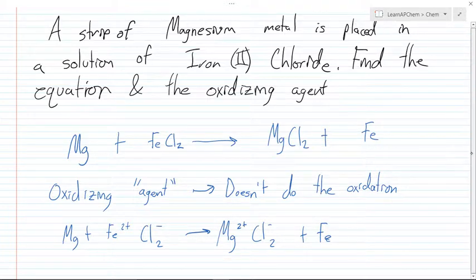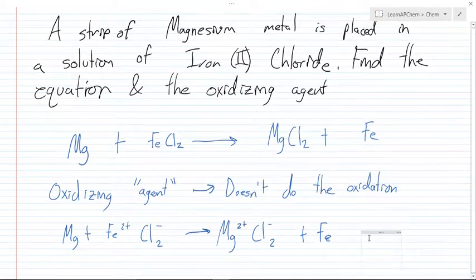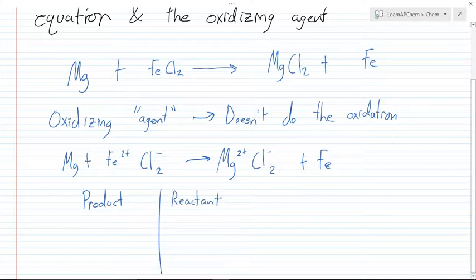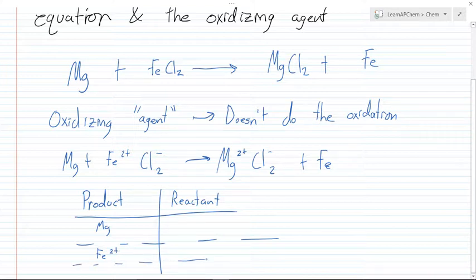Okay. So I wrote out very explicitly what's happening to each element. So, all right, I'll make a little table here. Product, reactant. All right, so sorry about that. Mg starts.